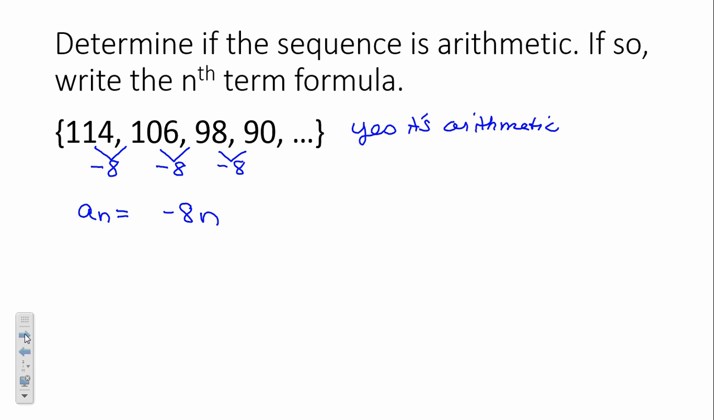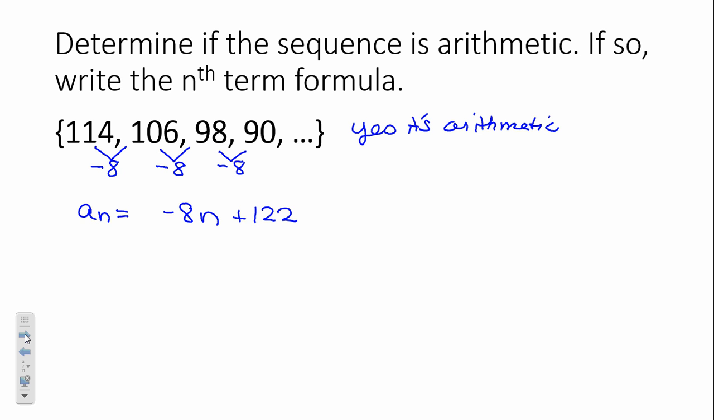What is it? 122. Because if I take 122 and subtract 8, I get my first term. I take 8 away again, I get the second term. Take 8 away again, I get the third term. Okay.